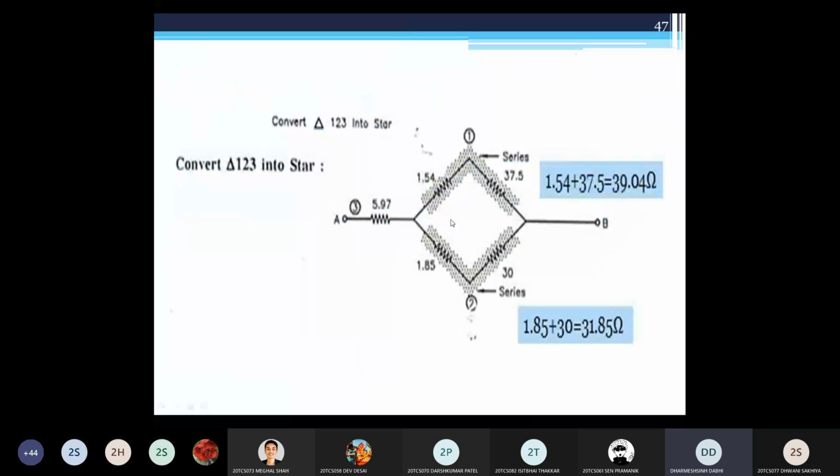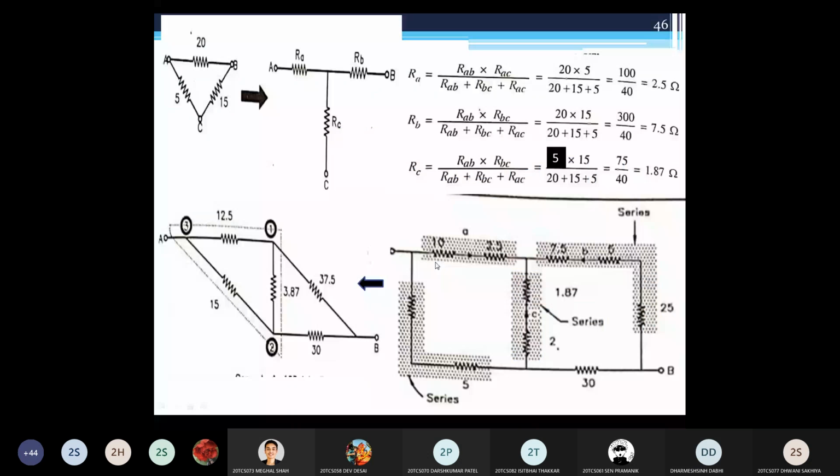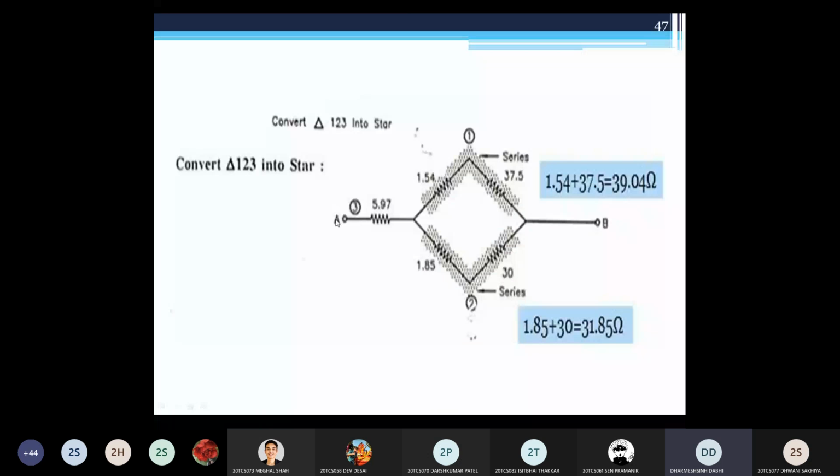But to convert this 1, 2, 3 delta into star, a point which has a resistance 5.97, 1 point which has a resistance 1.54, and 2 point which has a resistance 1.85. So both the resistances 1.54 and 37.5 come into series, and 1.85 comes into series with 30. Now understand or not? Yes, sir, it is clear. Clear all of you? Any doubt still? So again repeat this thing.